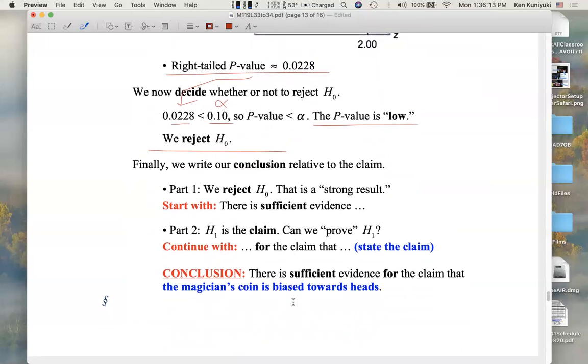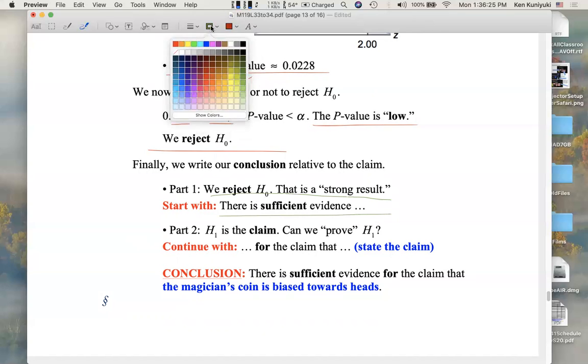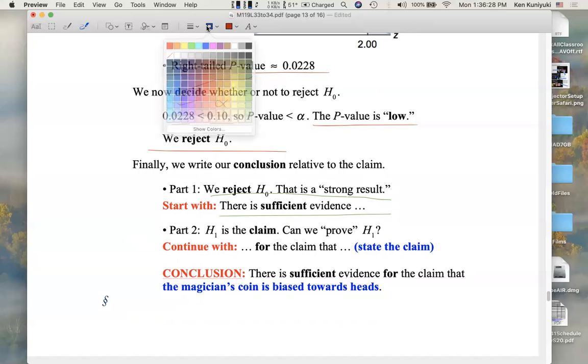Finally, we write our conclusion relative to the claim. We reject the null. Is that strong or weak? That is strong. There is sufficient evidence. Sufficient evidence of what? What was the claim? The alternative was the claim. So remember, the idea is that the alternative is like the research hypothesis. Can we prove that this drug works? Can we prove H1, the alternative claim? You're weighing evidence for the alternative claim.